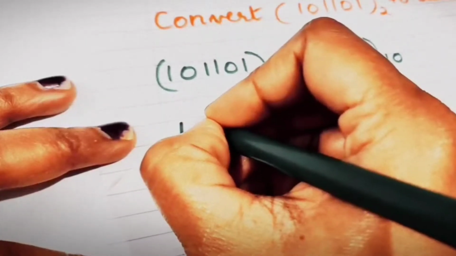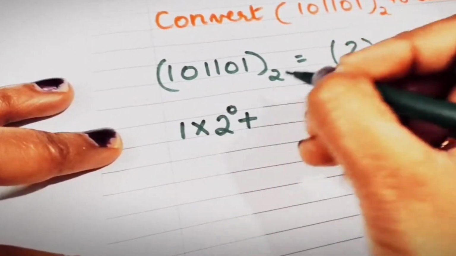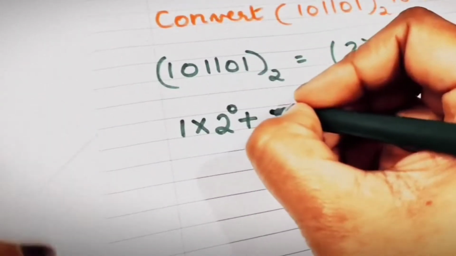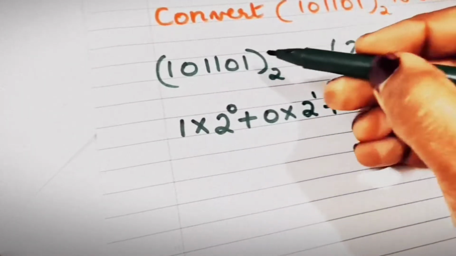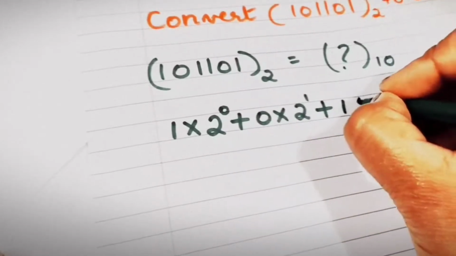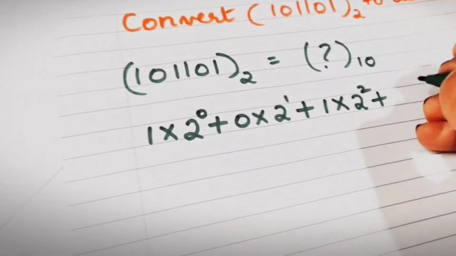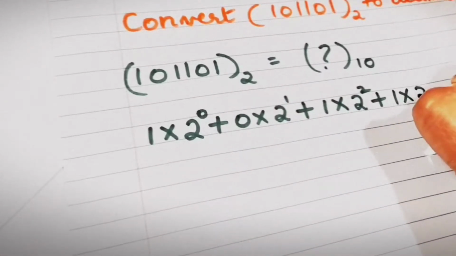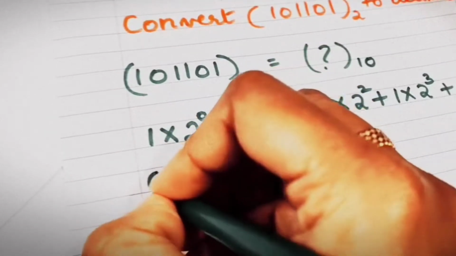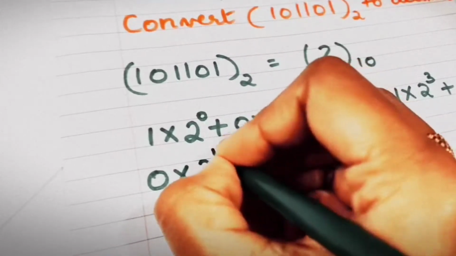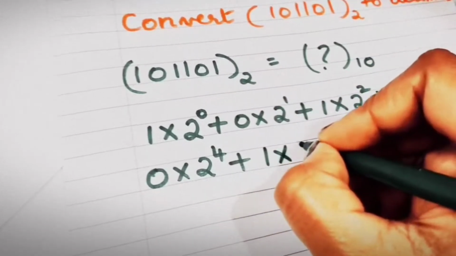So we perform 1 multiplied with 2 raised to 0, plus the digit before that, which is 0. The place of 0 is 2 raised to 1. So 0 multiplied by 2 raised to 1, plus the next digit 1. Its place is 2 square. So 1 multiplied by 2 square, plus the previous digit 1 multiplied with its place, which is 2 cube, plus 0 before it, which is 0 multiplied by 2 raised to 4, plus the leftmost digit, which is 1 multiplied with 2 raised to 5.